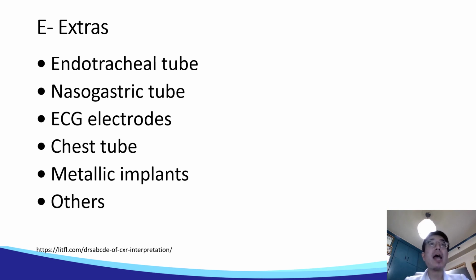Finally, E stands for extras or everything else. It is here where we check for any wires and any tubes the patient may have and whether they are placed correctly. Common examples are endotracheal tubes, nasogastric tubes, electrodes of an ECG, chest tubes, metallic implants, and other medical devices such as a pacemaker.